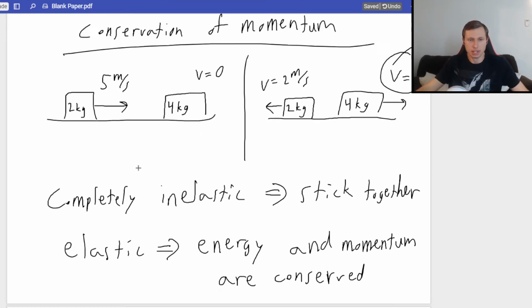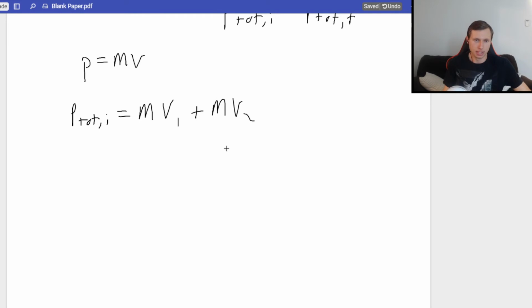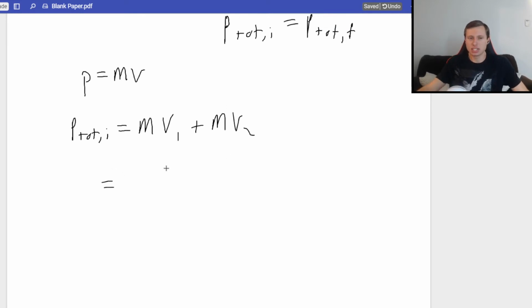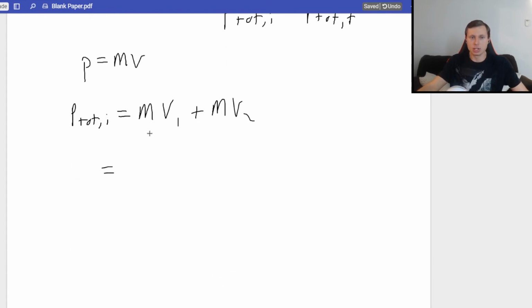How do I do that? Well, here's what I'm going to do. I'm going to say that P total initial, which again, remember, momentum P is equal to mass times velocity, is equal to mass times velocity 1 plus mass times velocity 2. Notice mass 1 is my 2 kilogram object moving 5 meters per second. So m1v1 is 2 kilograms times 5 meters per second plus my second object, which has a mass of 4 kilograms. That's not moving, so velocity is 0.